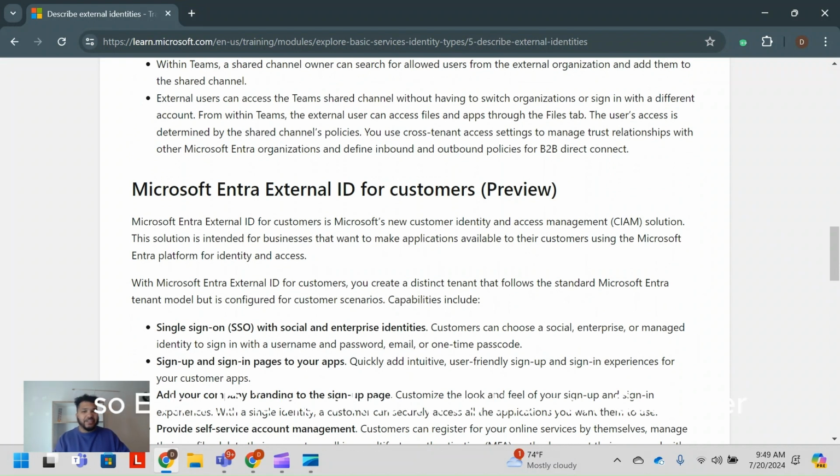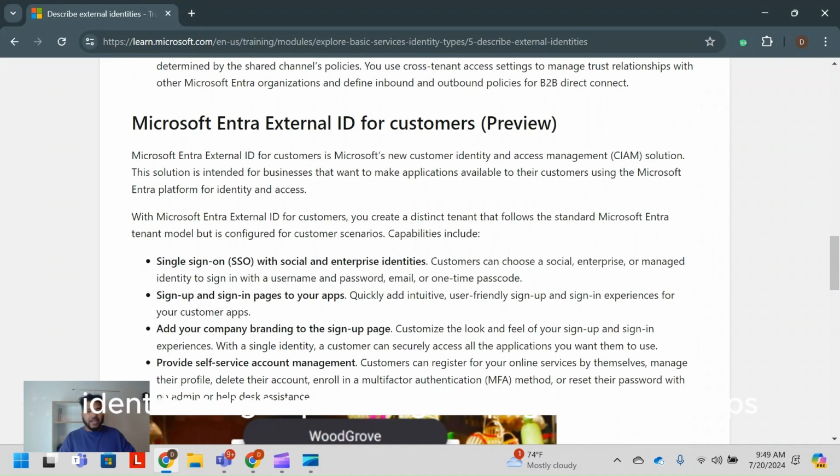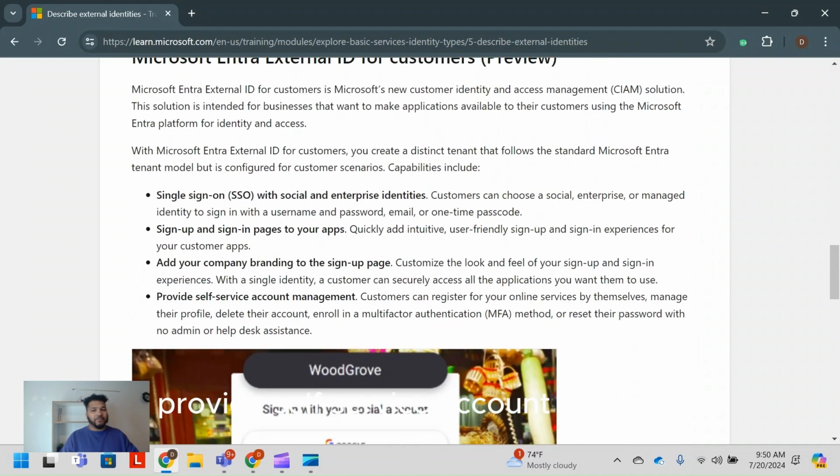External ID is now known as the new Customer Identity and Access Management solution, otherwise known as CIAM. The solution is intended for businesses that want to make applications available to their customers using the Microsoft Entra platform for identity and access. With Microsoft Entra External ID for customers, you create a distinct tenant that follows a standard Microsoft Entra tenant model but is configured for customer scenarios, such as single sign-on with social and enterprise identities, sign-up and sign-in pages for your apps, adding your company branding to the sign-in page, and providing self-service account management.